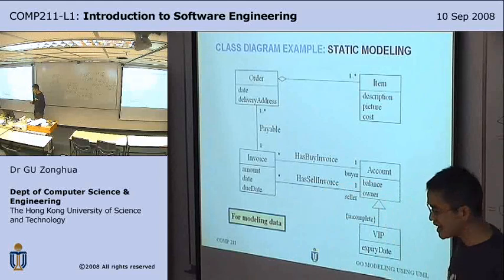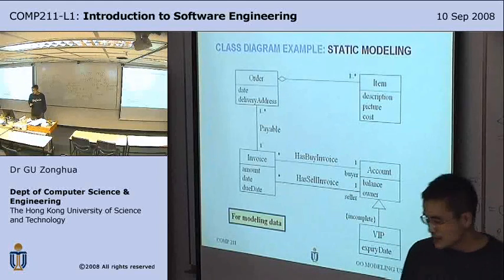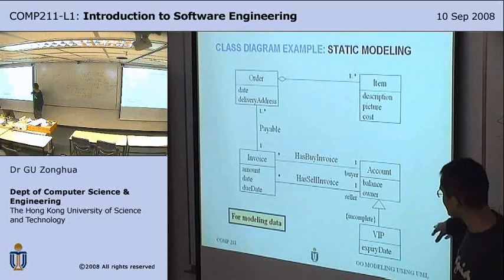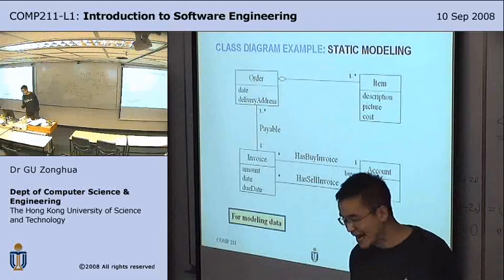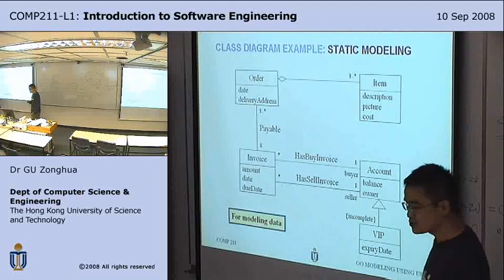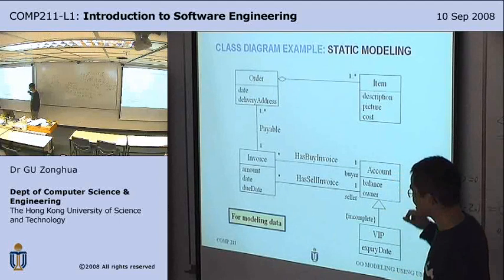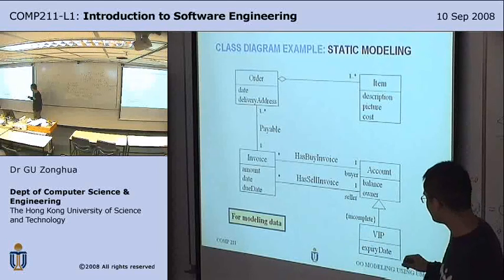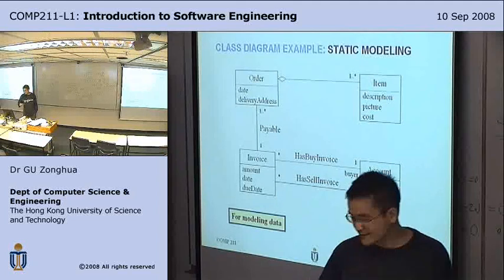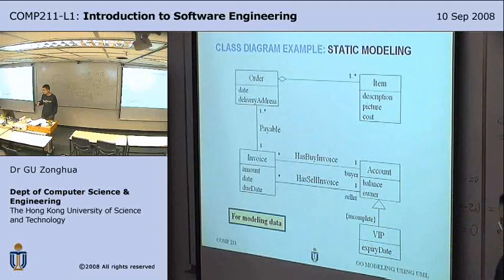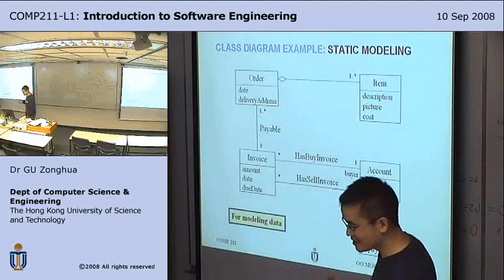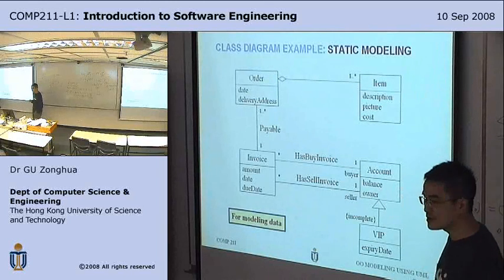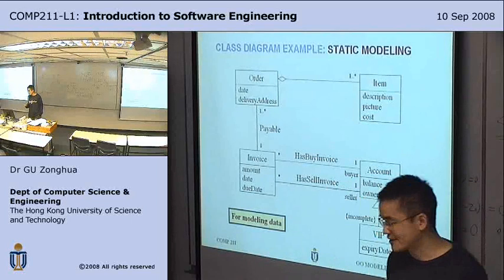And a VIP account is a special type of account represented with this inheritance relationship. That is, the VIP account inherits all the attributes from account, the balance attribute and owner attribute, with an additional attribute, expiry date. That is, you pay some annual fee to become a VIP, and you have an expiry date at the end of the year. It's incomplete because only some accounts are VIP accounts, others are not VIP accounts.